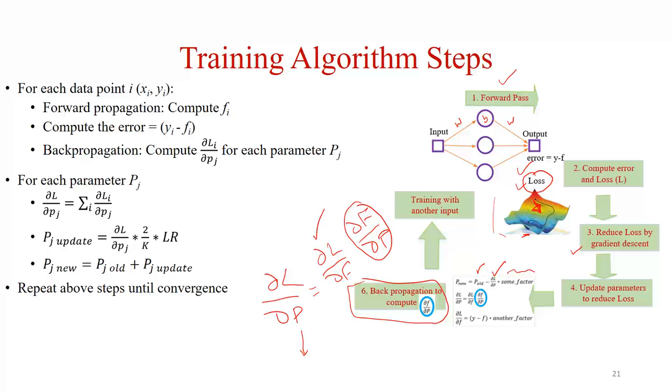Once we compute it, we update the parameters, and then we repeat the process again. We do inference, forward pass, compute the error and the cost function, and continue to update those parameters. This process is really the training process. So this is where we stopped last time.